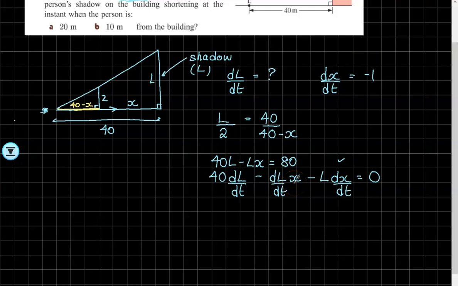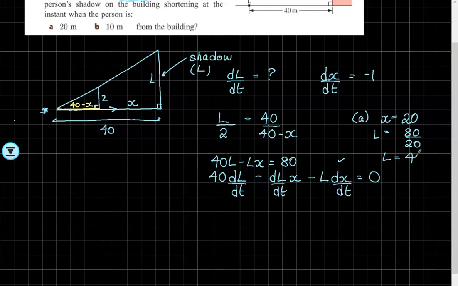We look at the question, it says the instant when the person is 20 meters. So in part A, we do have x equals 20. We don't have L. How am I meant to find L? Yep, go back into here, sub it in, and you can now find L. So L, when x is 20, will be 2 times 40 is 80 over 40 take 20, which is 20, so L will be 4. Slap it all in, and away you go.